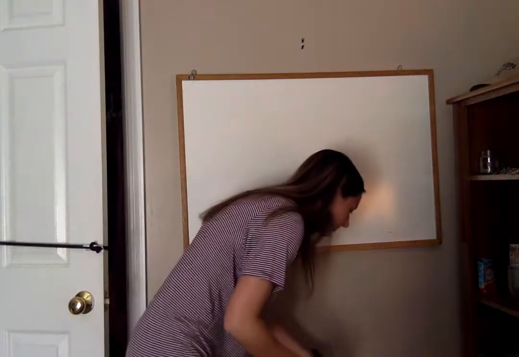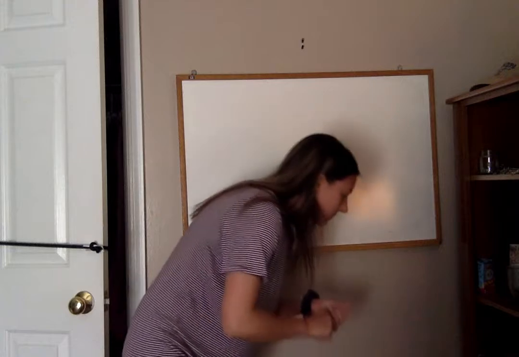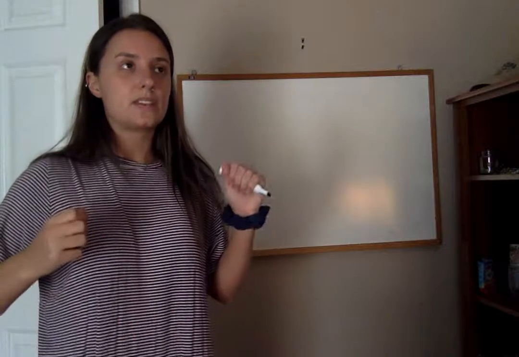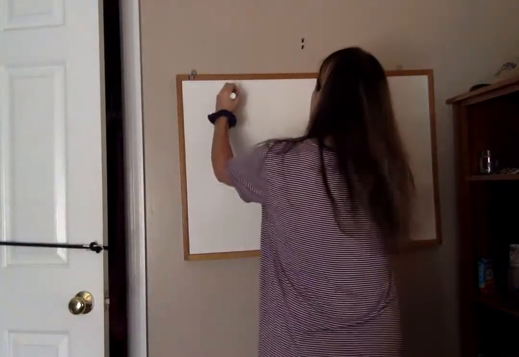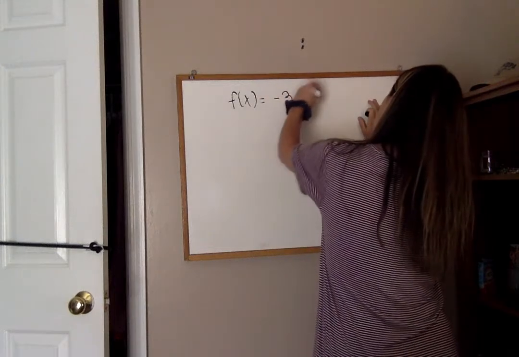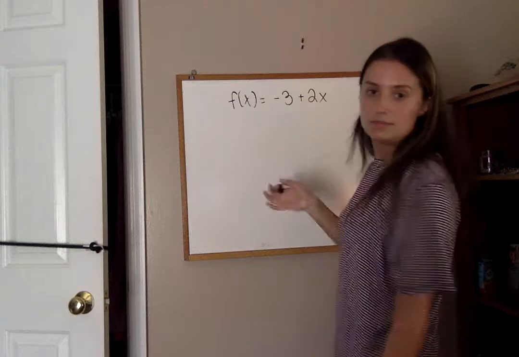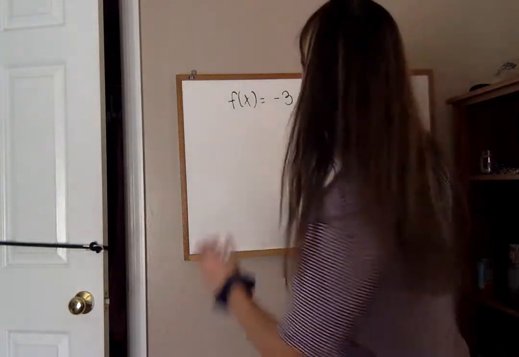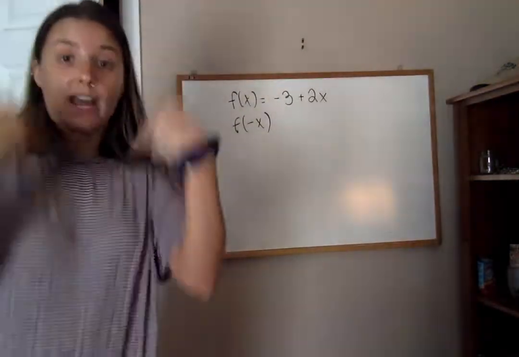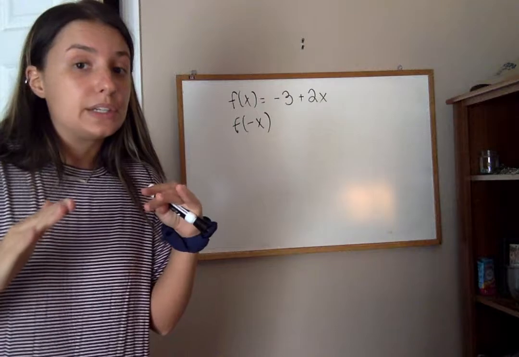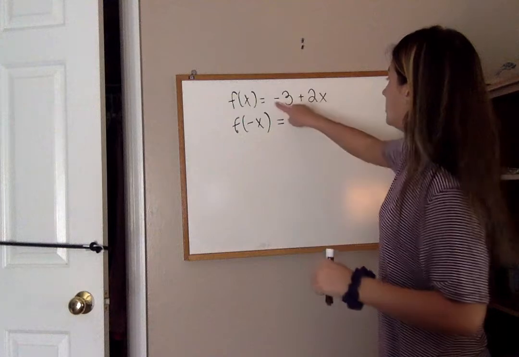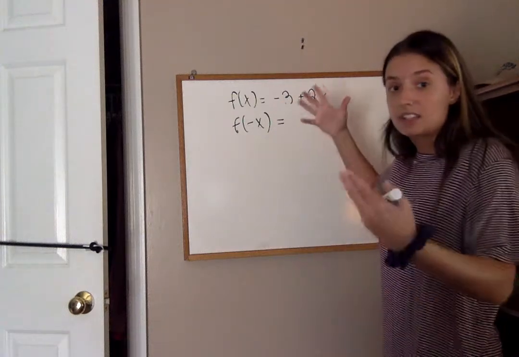Okay, so let me think of a function, let's say f of x equals -3 plus 2x. Okay, so if I plug in a -x, whatever pops back out is going to tell me whether it's even or odd. And what I mean by that is, if I plug in -x to this equation up here, I just change this to a -x and simplify.